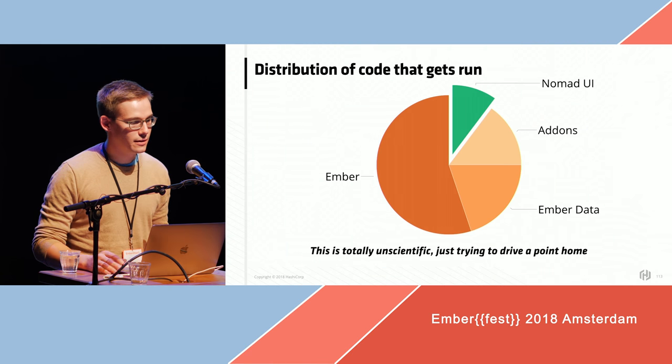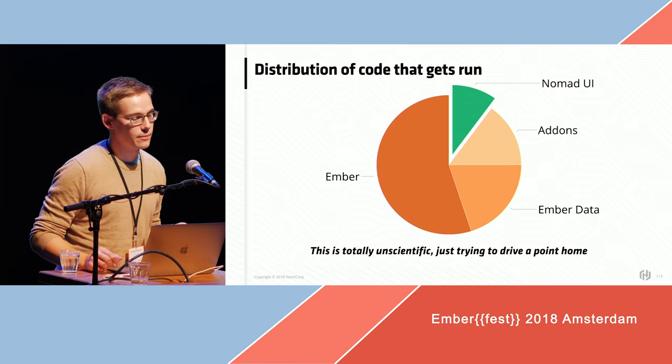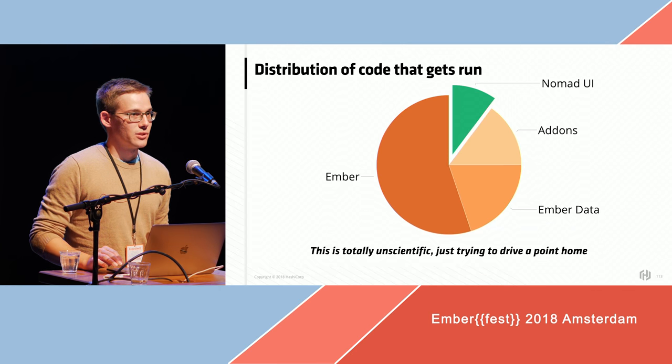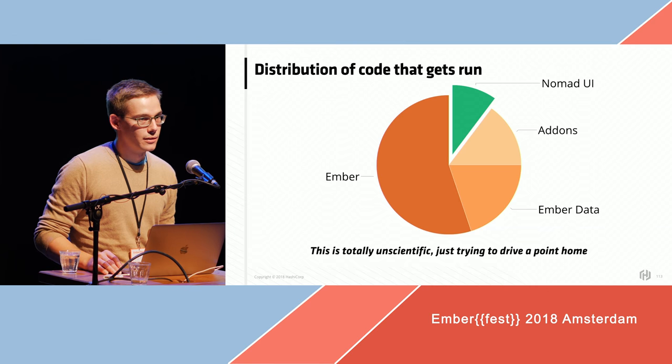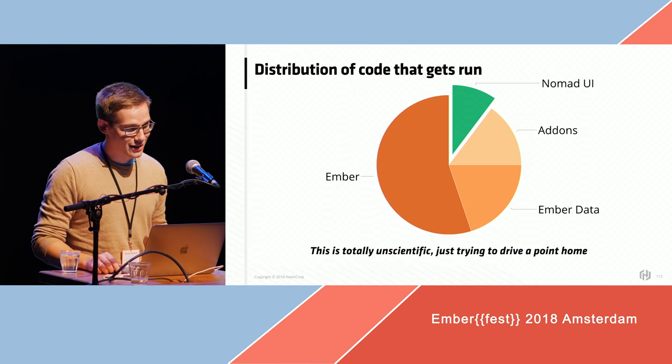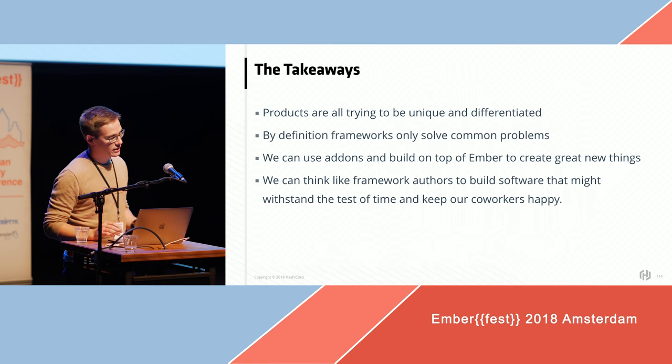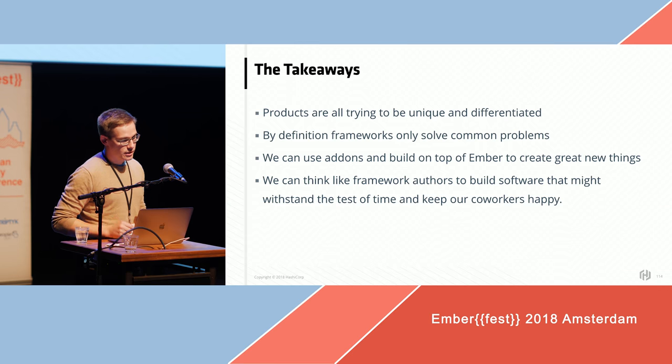Consider the distribution of code that gets run to bring real-time views to the users of Nomad. This is unscientific, but I am certain I am not the primary author of that code. There's so much stuff that's being run within Ember, Ember Data, and the entire add-on layer. So the takeaways from this talk are that products are all trying to be unique and differentiated, which is at odds with frameworks, which are only trying to solve common problems. But we can use add-ons and build on top of Ember to create great new things. And if we think like framework authors when we build that software, we might withstand the test of time and keep our coworkers happy.